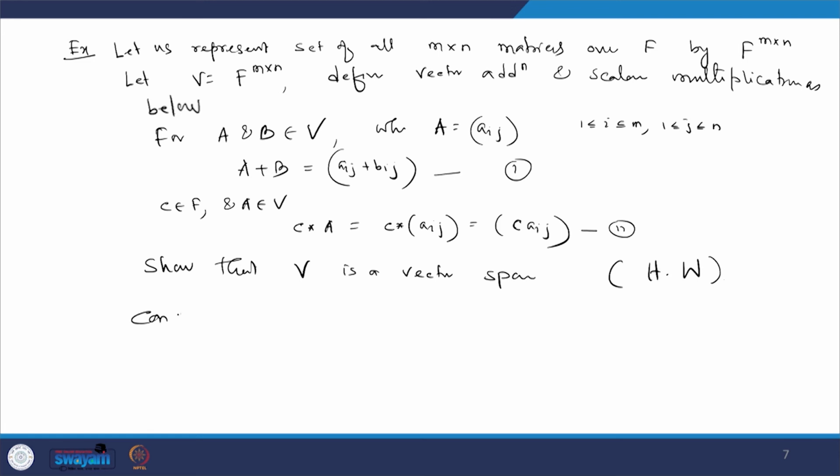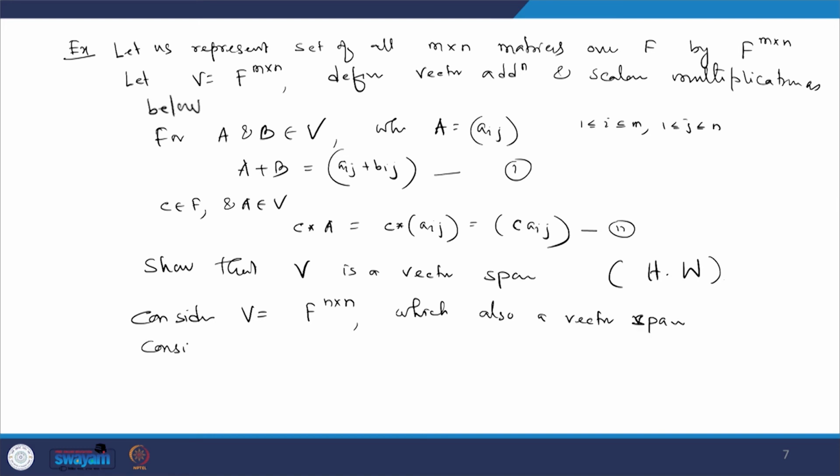Consider V equal to F^(n×n). So, I have taken m equal to n, which is also a vector space.